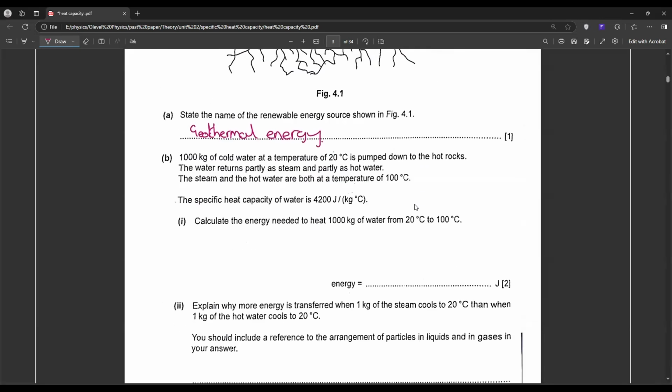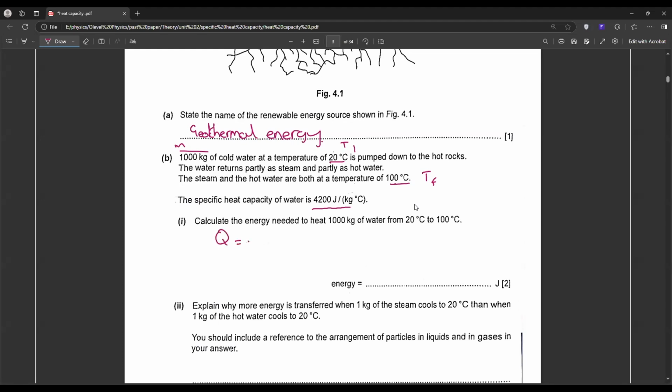100 kg of cold water at a temperature of 20 degrees centigrade is pumped down to the hot rocks. The water returns partially as steam and partially as hot water. The steam and the hot water are both at the temperature of 100 degrees centigrade. The specific heat capacity is this. This is your final temperature, this is your initial temperature, this is your mass. Calculate the energy needed to heat 1000 kg of water from this to this.